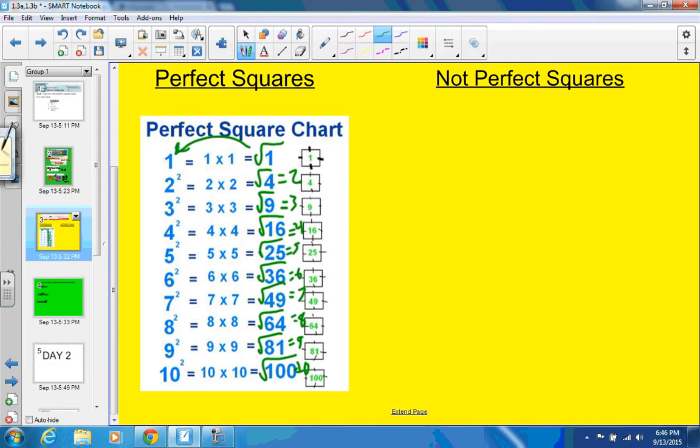Now if I were to give you, let's say, a few examples here. Square root of 50, square root of 10, square root of 90. None of these are on the perfect square chart. None of these are in here. So 90 would be somewhere in the middle of here. So we're going to have to estimate. So not perfect squares, estimate.